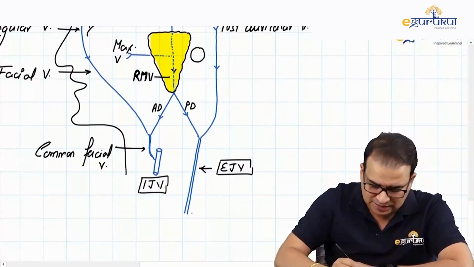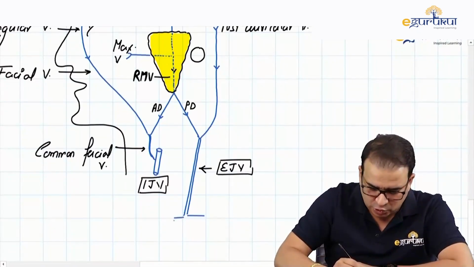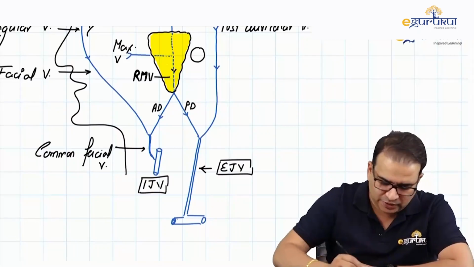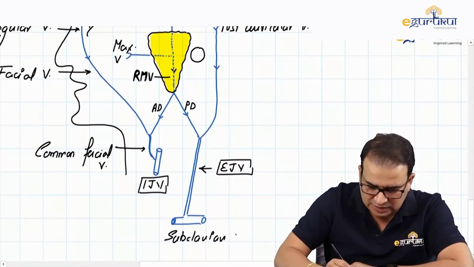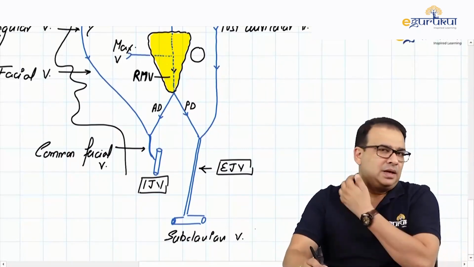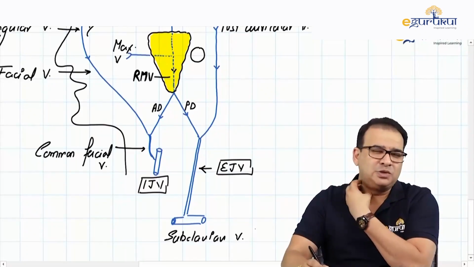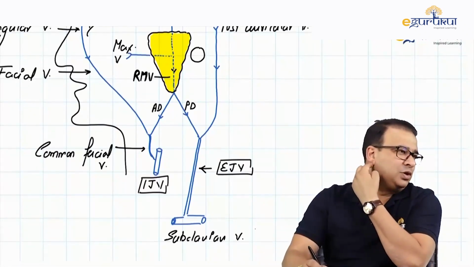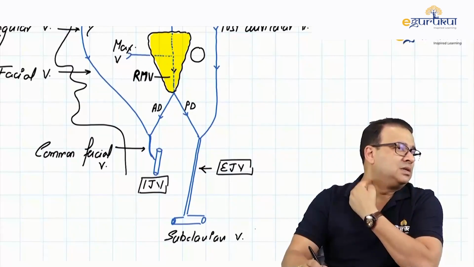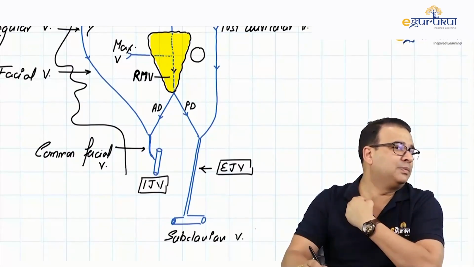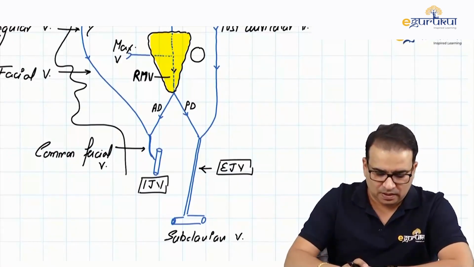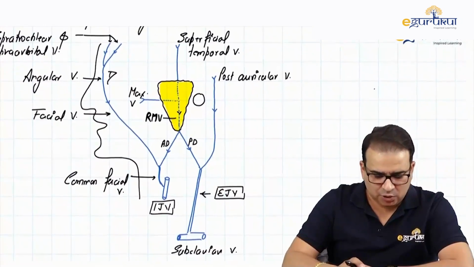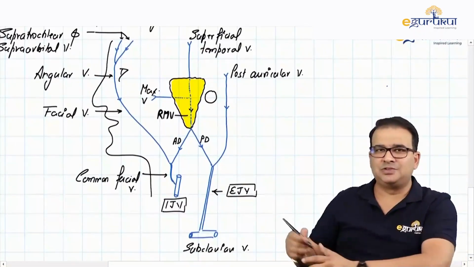This external jugular vein goes into the lower part by passing superficial to the sternocleidomastoid and drains into the subclavian vein. The internal jugular vein is a content of the carotid triangle, so it is obviously present deep, but the external jugular vein is present superficial to the sternocleidomastoid. It will come downward in the posterior triangle and drain into the subclavian vein. So that is how the facial vein is draining.